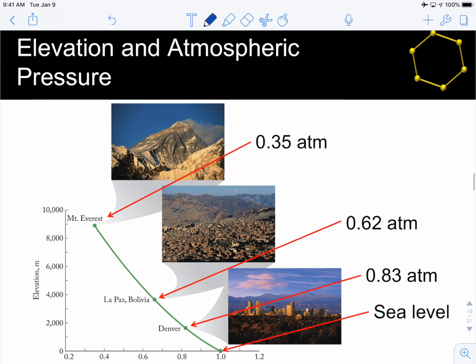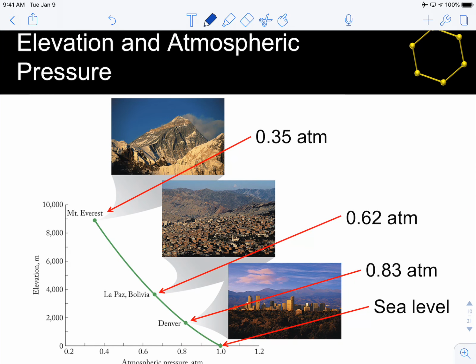And of course, elevation is going to affect atmospheric pressure, because as we realize, the higher you go up, the less air you have sitting on you. So at Everest, it's only 0.35 atmospheres, hence the obvious problem that you can't breathe for long at the top of Everest, and most mountain climbers that go there use oxygen. There's been a handful that haven't.